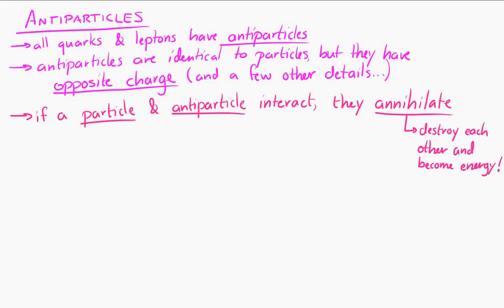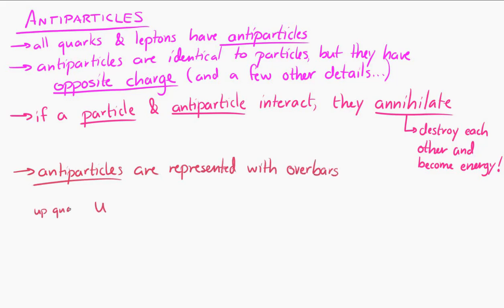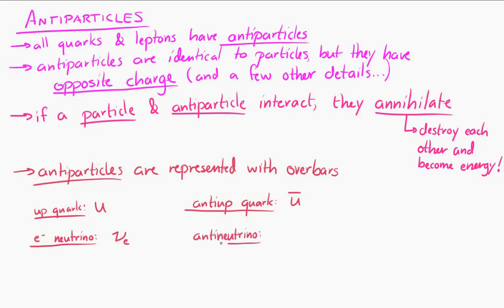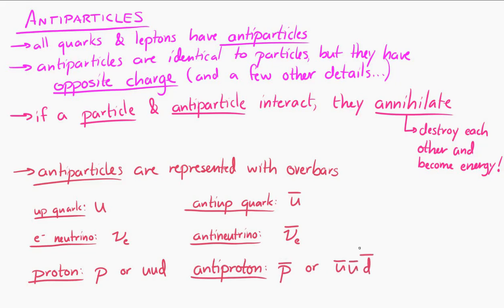All right. Antiparticles are represented, and you've seen this, with bars over them. So an up quark is U. If we have an anti-up quark, that's a U with a bar over it. An electron neutrino would be a nu. An antineutrino, or anti-electron neutrino, would be a nu with a little bar over it. A proton is made of an up and a down. An antiproton is made of an anti-up and an anti-down.